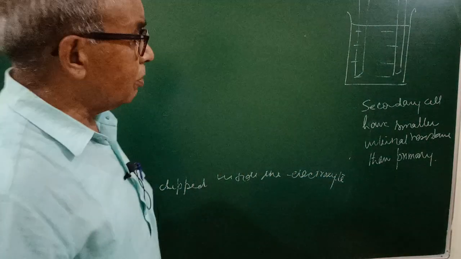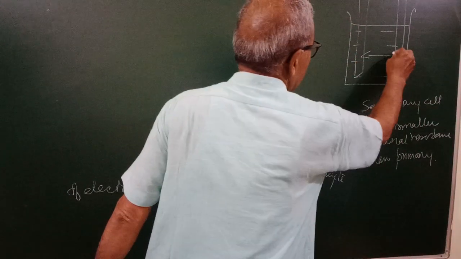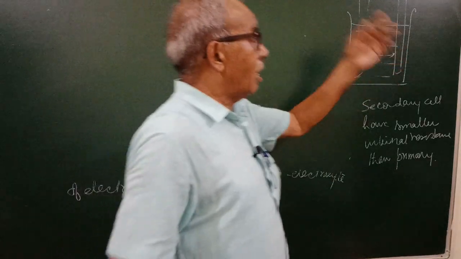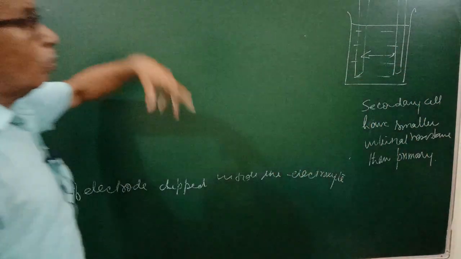So internal resistance depends on the distance between the plates, greater the distance, larger the resistance, and larger area, smaller the resistance, right?